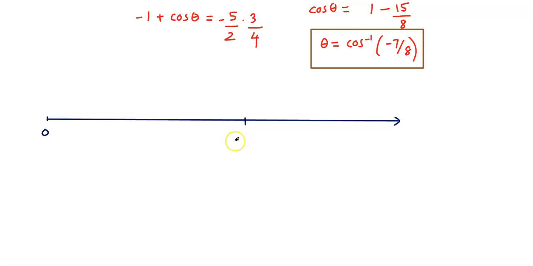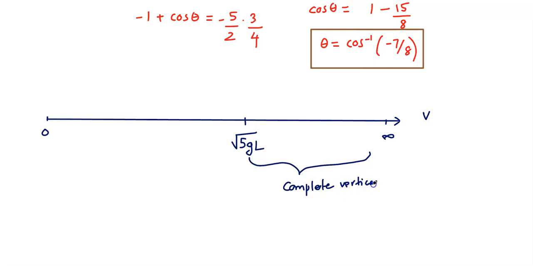What we have found out today is that the minimum speed required to complete the circle is square root of 5gl. This is the axis where I'm representing the initial speed at the bottom. So for any speed greater than or equal to square root of 5gl, it is going to complete the vertical circle. The bob is going to start at the bottom, go all the way to the top, and then come back.